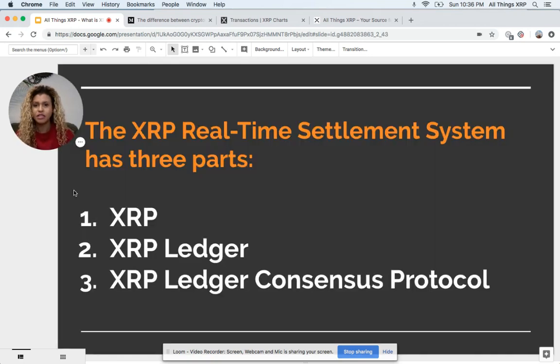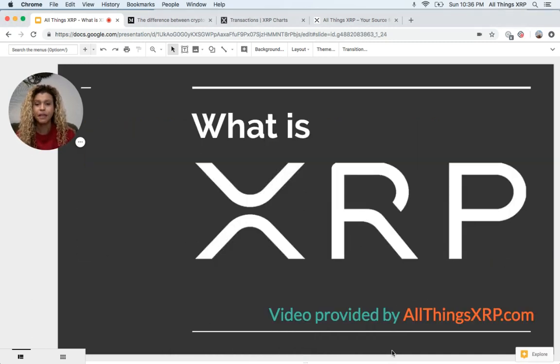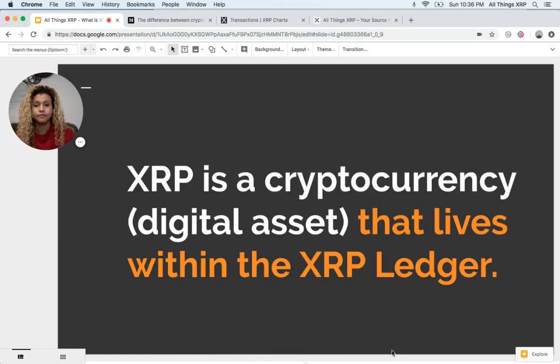So what is the XRP Real-Time Settlement System? Well, it has three different parts, and those are what I'm going to cover in this video today. The first part is XRP. The second part is the XRP Ledger, and the third part is the XRP Ledger Consensus Protocol. So what is XRP? XRP is a cryptocurrency or a digital asset that lives within the XRP Ledger.